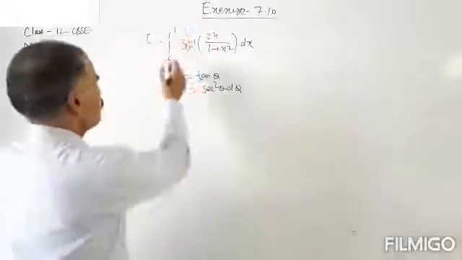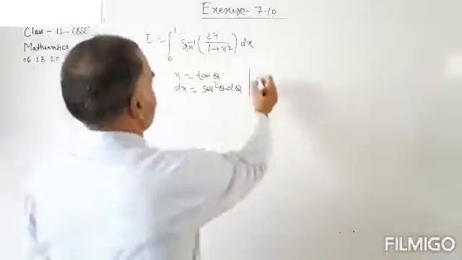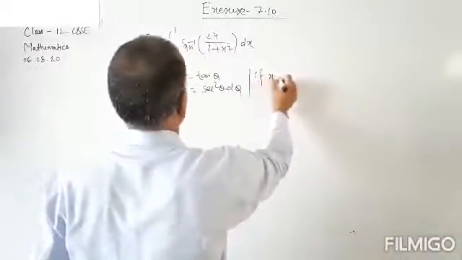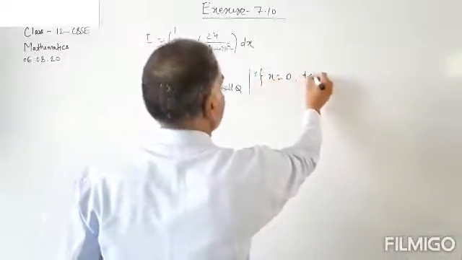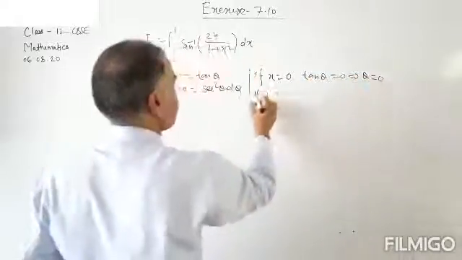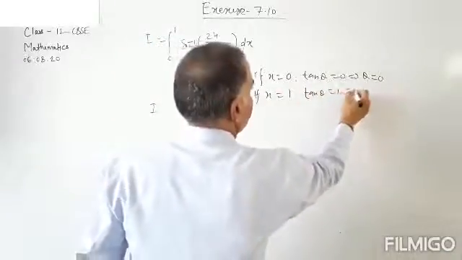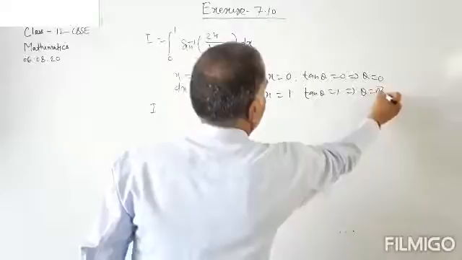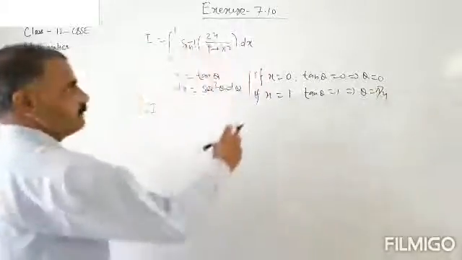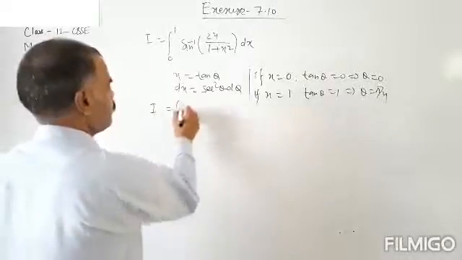So the limit will change. If x equals 0, then tan theta equals 0, which implies theta equals 0. If x equals 1, then tan theta equals 1, which means theta equals pi by 4. So the limit will change from theta 0 to pi by 4.